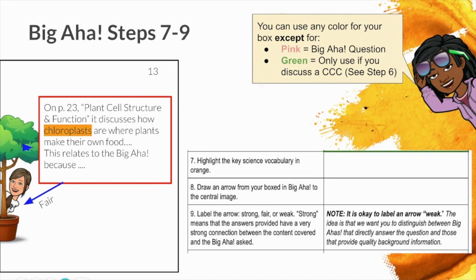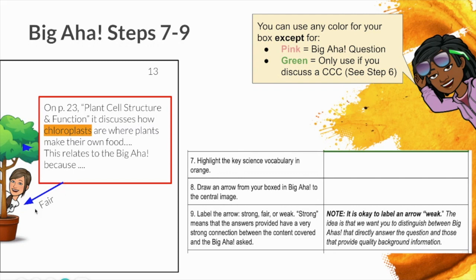You can only use a green box if you're talking about a cross-cutting concept. After you do your box, so I have a red box around it, it can be any other color except for green and pink. I then go, how well did what I wrote answer the question, how can photosynthesis cause or solve environmental crises? And I'm like, well, I talked about photosynthesis, but I didn't talk about environmental crises. So maybe I just talked about half of it.